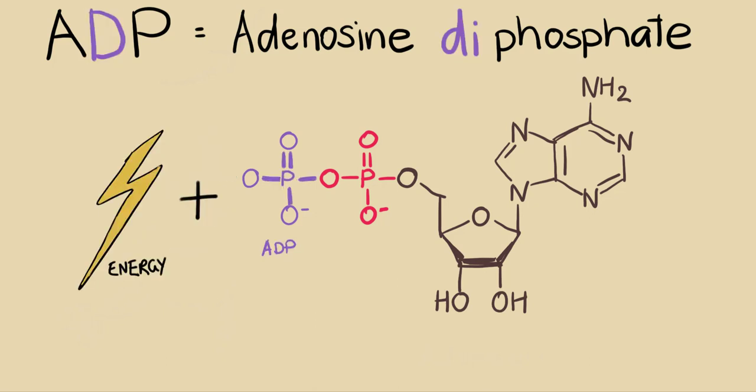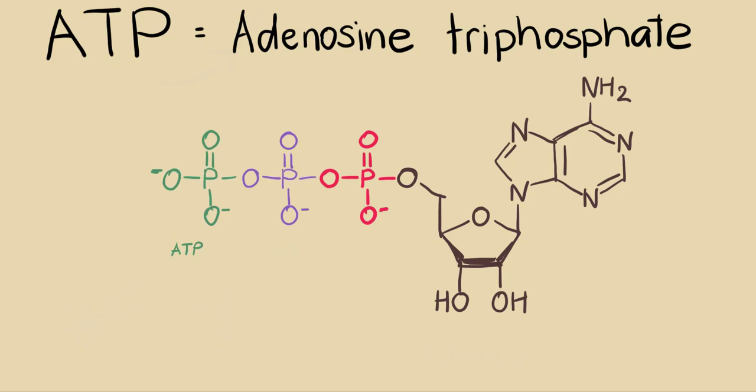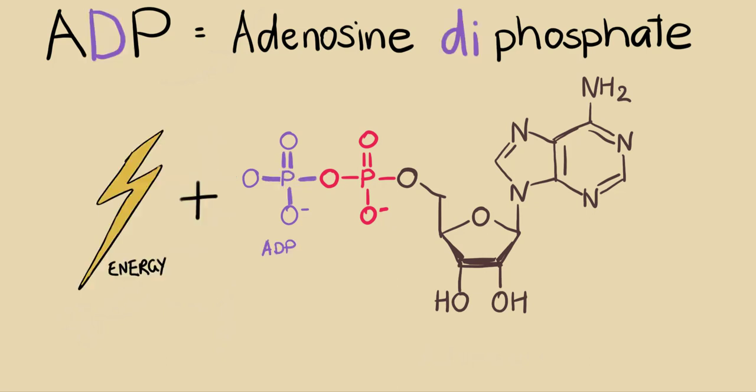A working animal muscle cell can recycle its ATP at a rate of about 10 million molecules per second.